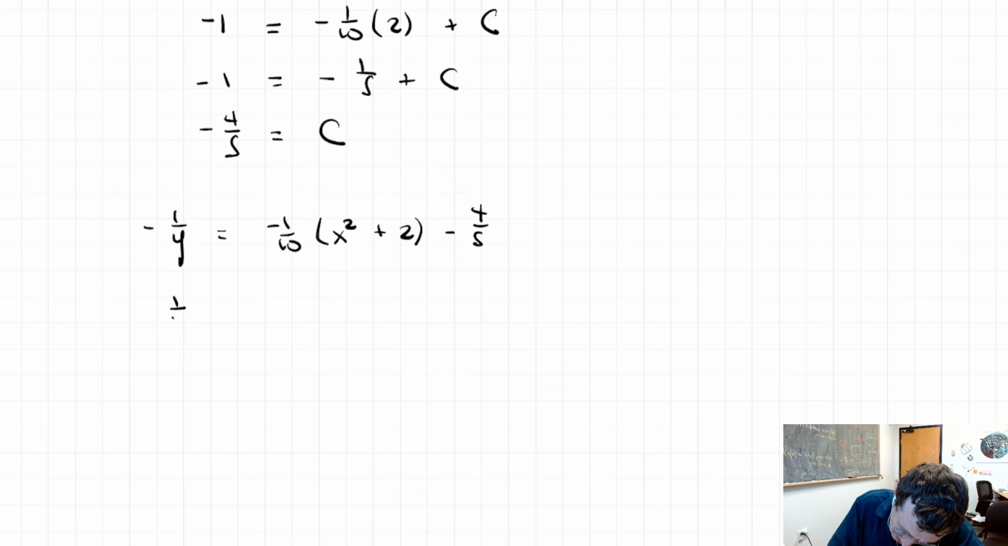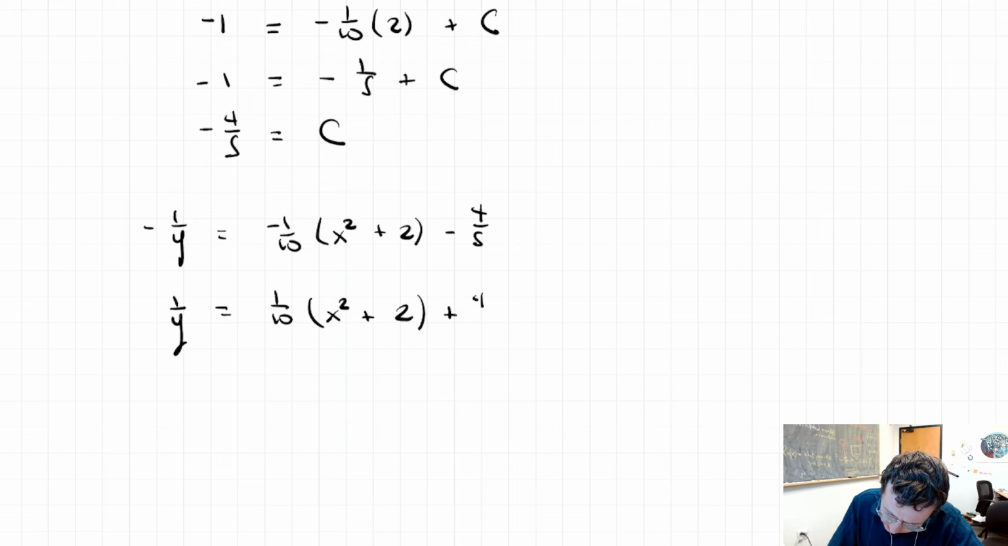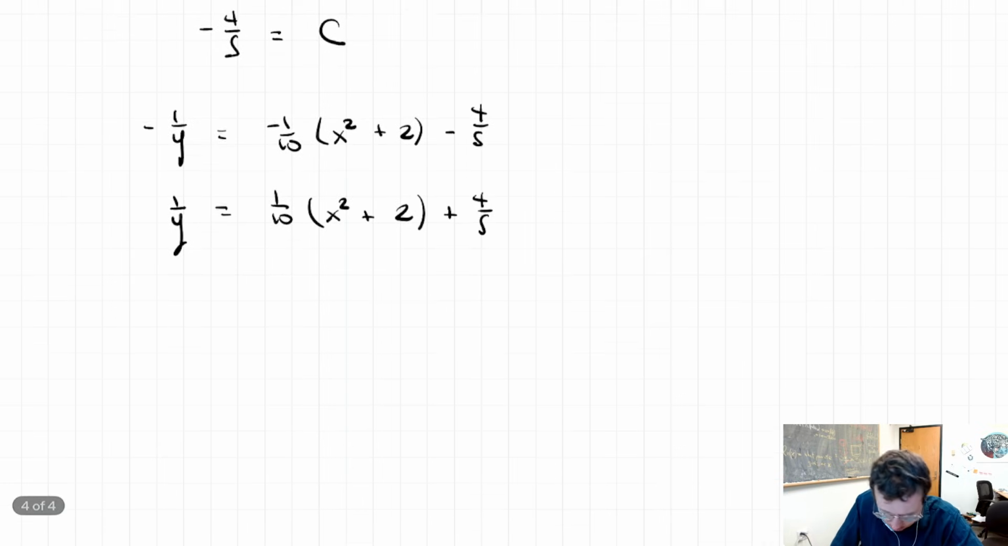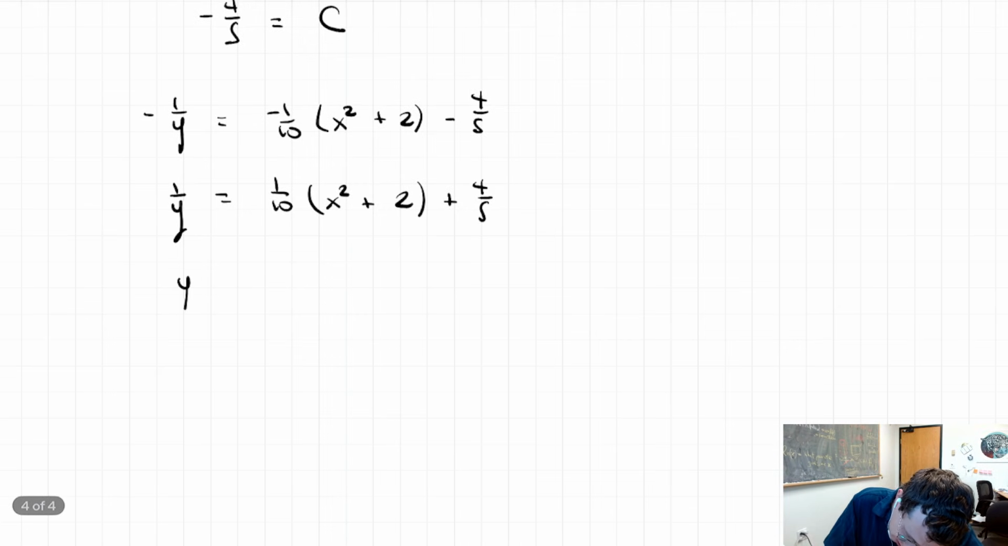I guess we could simplify this a little bit. I could multiply everything by negative 1 to get rid of all those negative signs. And then I suppose I could take the reciprocal to find the value of y.